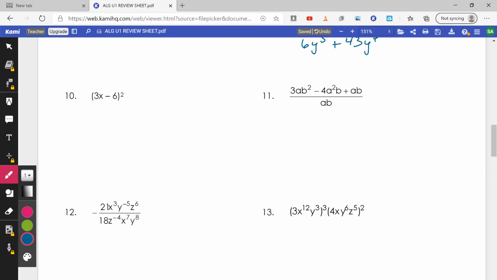Number 10, I gave you (3x minus 6) squared. Again, this does not mean I square each individual item. It means I have to expand it out. I have 3x minus 6 times 3x minus 6.